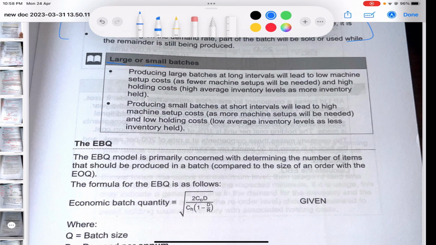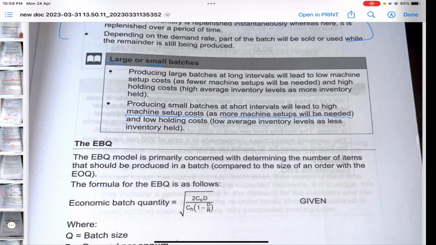Producing large batches at long intervals will lead to low machine setup costs, as fewer setups will be needed, and high holding costs, high average inventory levels, as more inventory is held. Every time I have to manufacture goods, I'll have to set up my machines. But if I produce many goods in one go, then I have to set up my machine once only. At the same time, when we have a larger quantity of goods, it becomes difficult to store them. Producing small batches at short intervals will lead to high machine setup costs, as more machine setups will be needed, and low holding cost, low average inventory. So there are pros and cons of both situations.